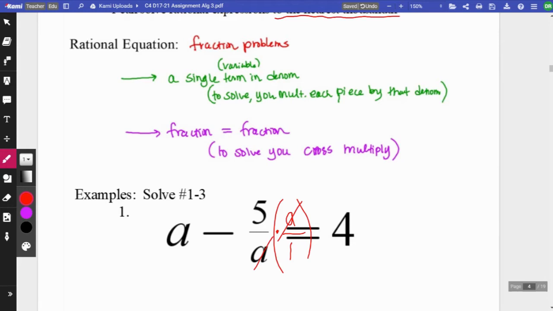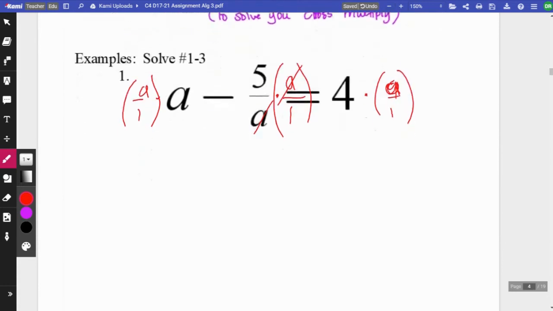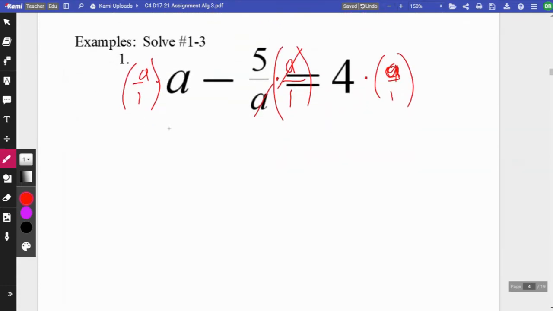However, that's kind of cheating. We need to multiply everything by the same thing if we do that. So now this term will get multiplied by an a over 1, and this term will get multiplied by an a over 1. I'm just keeping them as fractions to be consistent, but really it's just multiplying them all by an a. And what happens is that we can rewrite this. This is a times a, which is a squared. This term, the a's cancel each other out, so it's just a 5 now. And it equals 4 times an a, so 4a.